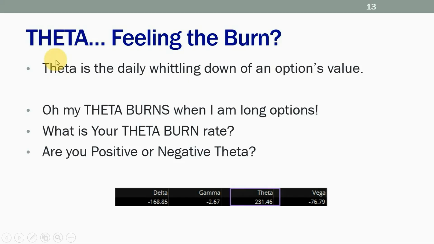Now, theta. Theta is the whittling down of an option's value. It's just the easiest way to say it. Oh, my theta burns when I'm long options. When you buy options, you're burning decay. What is your theta burn rate? Are you positive or negative theta? That's a good question to start with.